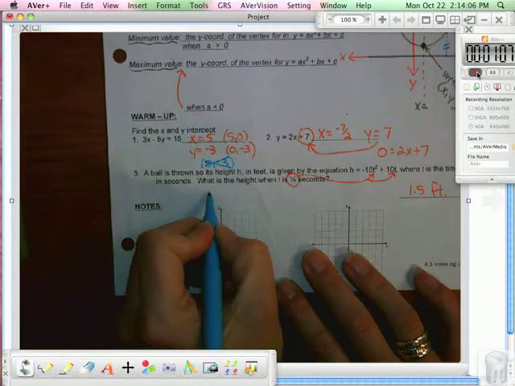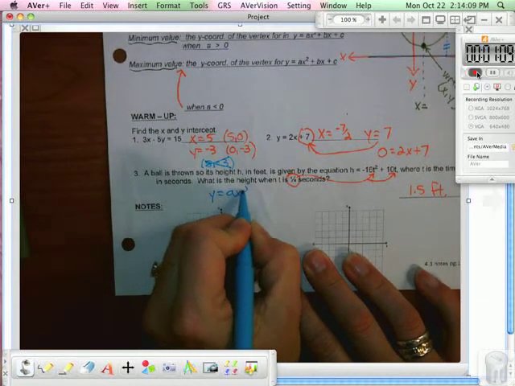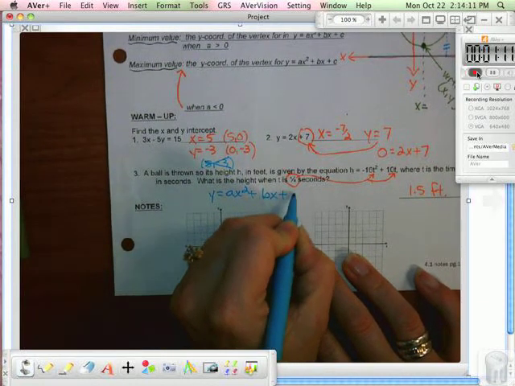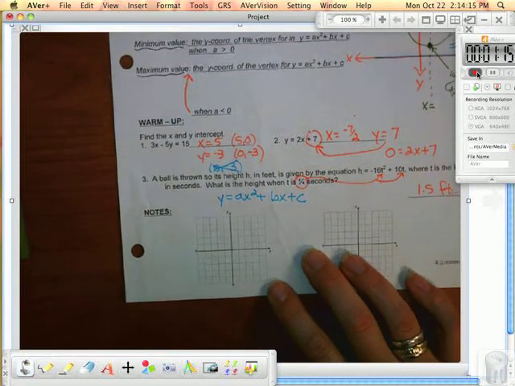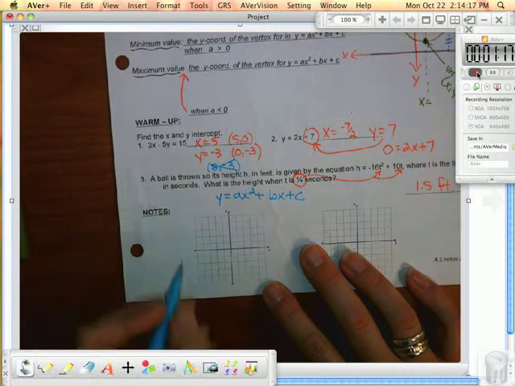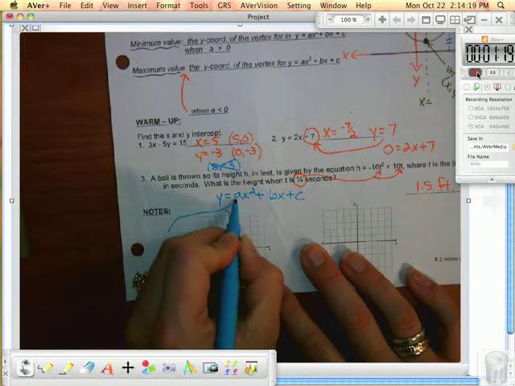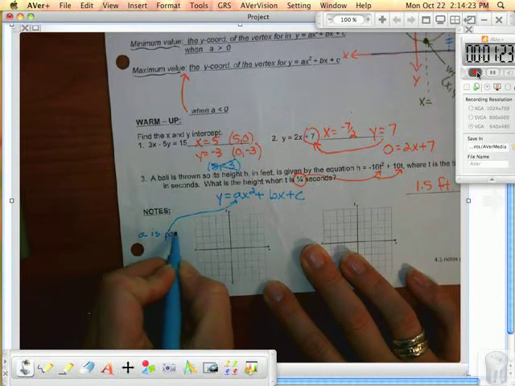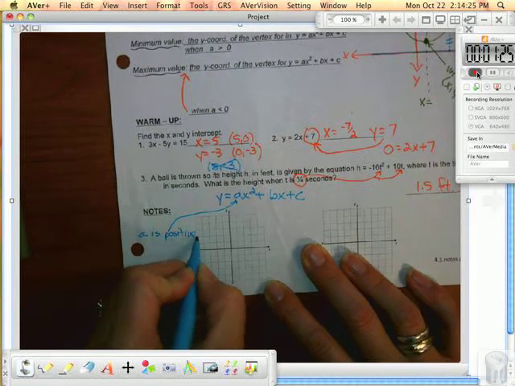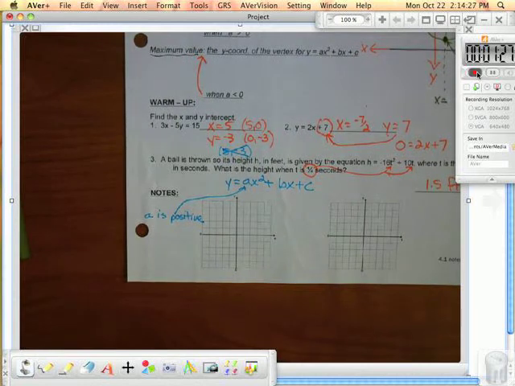So let's talk about when it opens up. You have this. How do you know by looking at the equation whether it's going to open up or down? Do you remember? If the a is negative, it opens down. If the a is positive, what's it going to do? Open up. Okay?